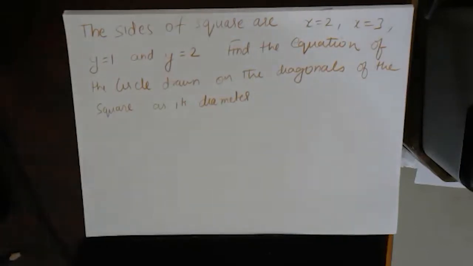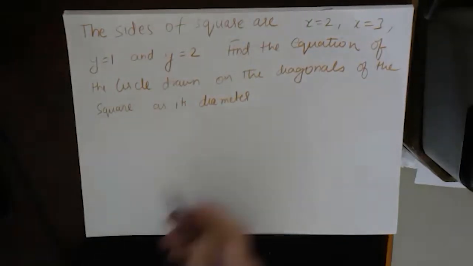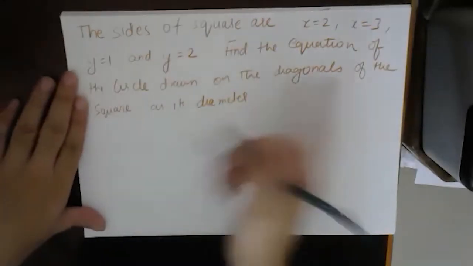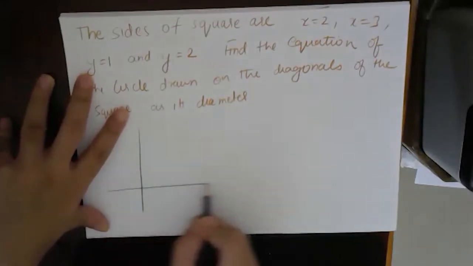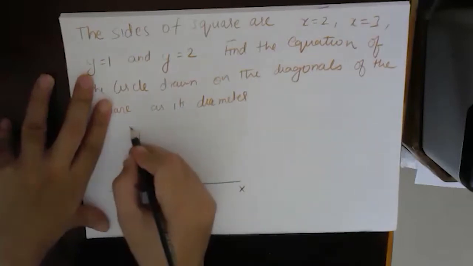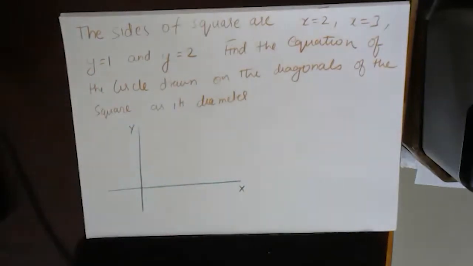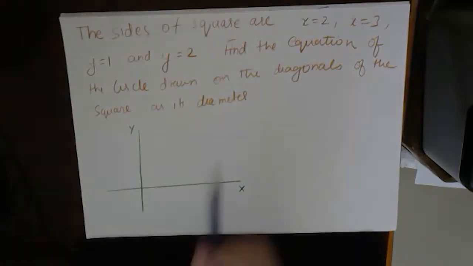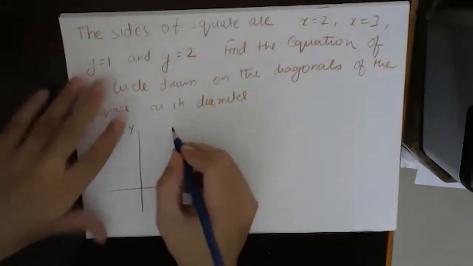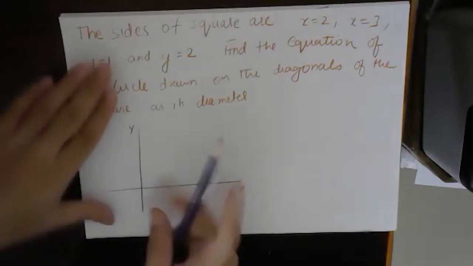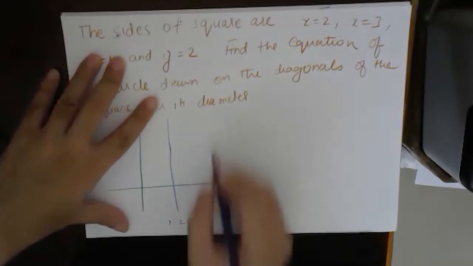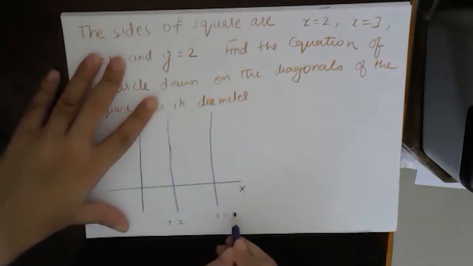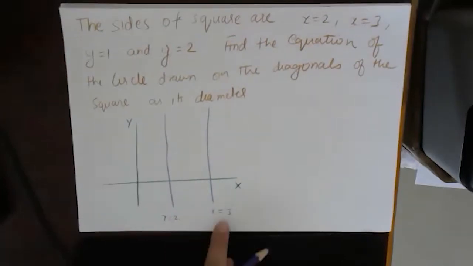Okay, let's try to solve this one. Suppose I try to draw the square whose sides are given. Suppose this is the x-axis and this is the y-axis. They have given the four sides of the square. Suppose this is x equals 2, and this will be x equals 3. This will be the x equals 2 line, and this will be the x equals 3 line.